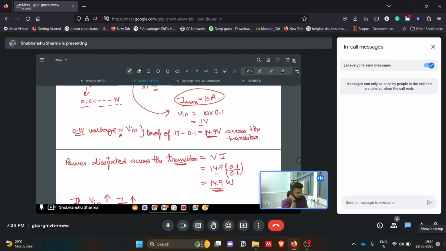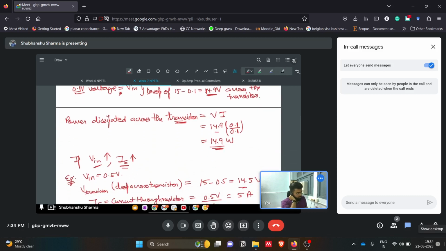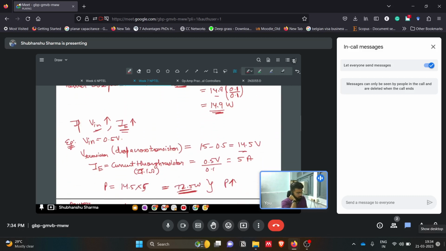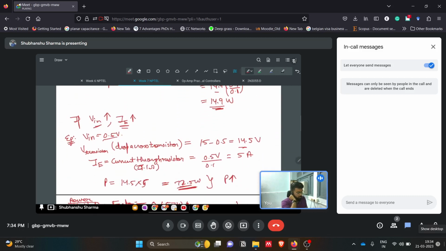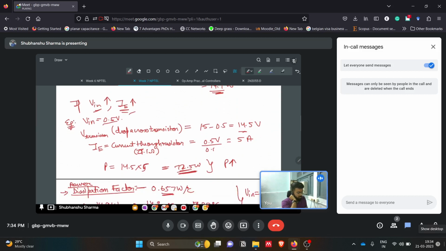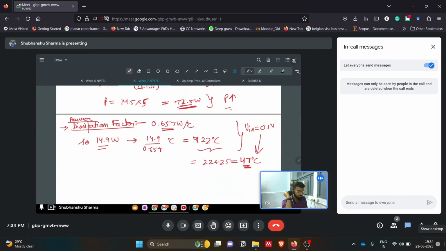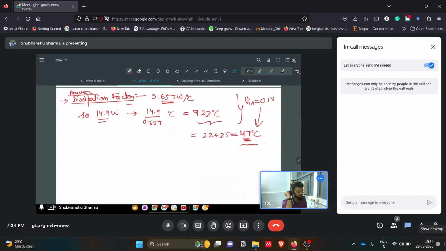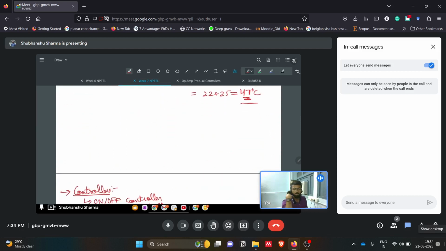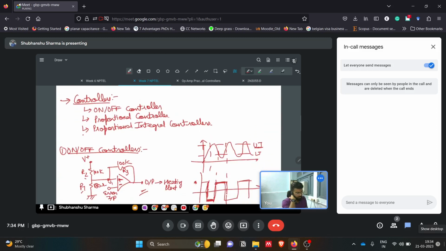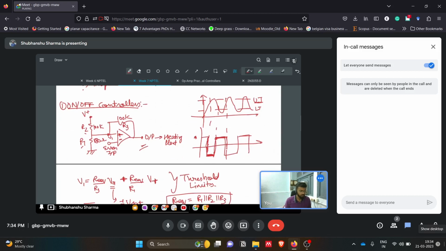Then we saw the power dissipation of the transistor, and how, as we increase the input voltage, the current changes and more power is dissipated. Based on this dissipation, we can get the temperature of the transistor. Then we saw the controllers: on-off, proportional, and proportional integral. For the on-off controller, we used a simple Schmitt trigger, an inverting Schmitt trigger.